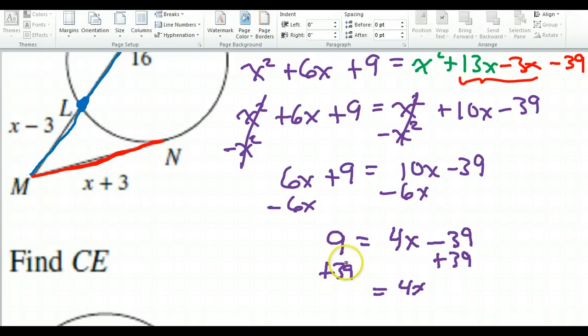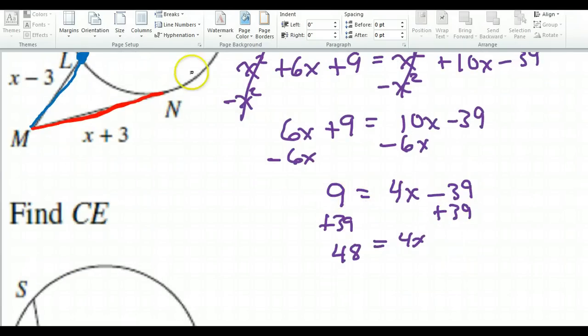And that's going to be 48. Divide both sides by 2.